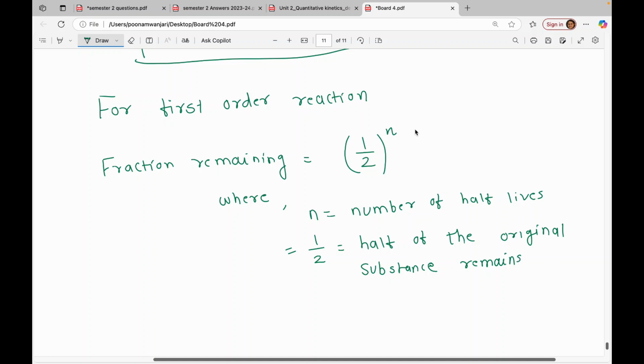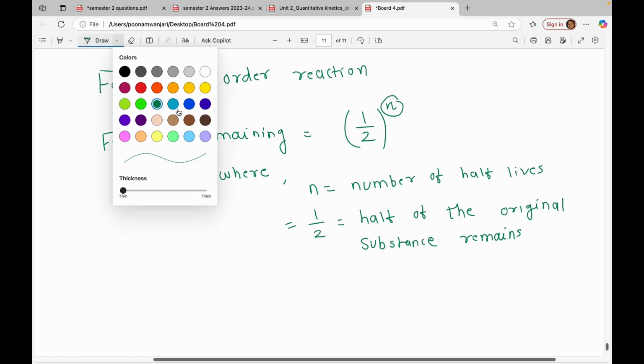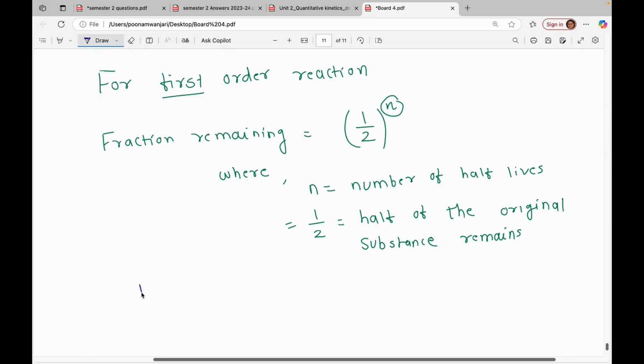So we have this formula for fraction remaining for a first order reaction, because in the problem it is mentioned that it's a first order reaction. So our first aim is to calculate n. When we need to calculate n, n is equal to total time passed divided by half life.